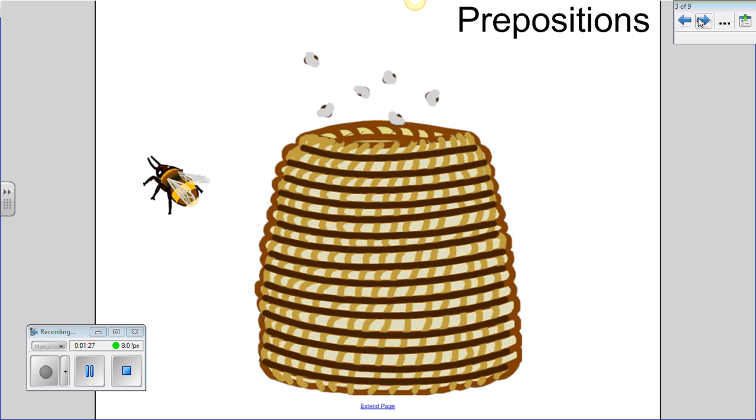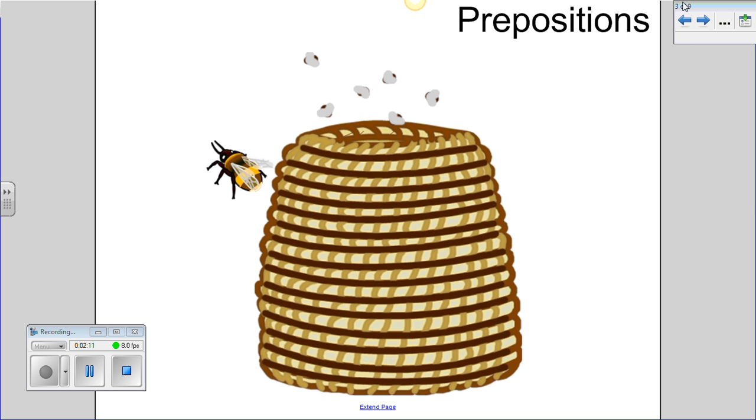A really easy way to remember prepositions is to think of a beehive and a bee, and think about all the particular places that the bee can be. The bee can be next to the beehive, so next is a preposition. The bee can be above the beehive, so above is a preposition. The bee can be in the beehive, so in is a preposition. The bee can be below the beehive. The bee can be beside the beehive. The bee can be across the beehive. The bee can be near the beehive.